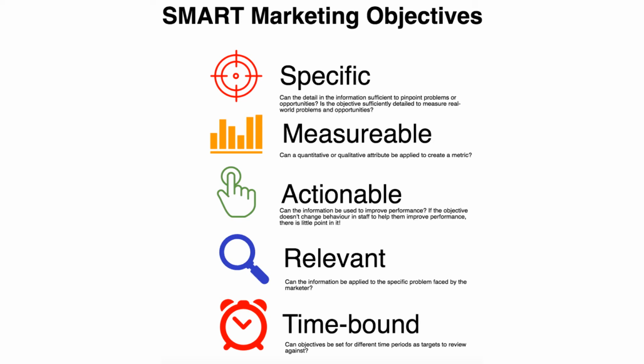Smart marketing objectives follow the 5 following elements. Each one of them should be specific. It should be measurable, actionable, relevant, and time-bound. When we're crafting marketing objectives, we want to be as specific as possible. This way, we really know what we're aiming at instead of just a vague general idea.